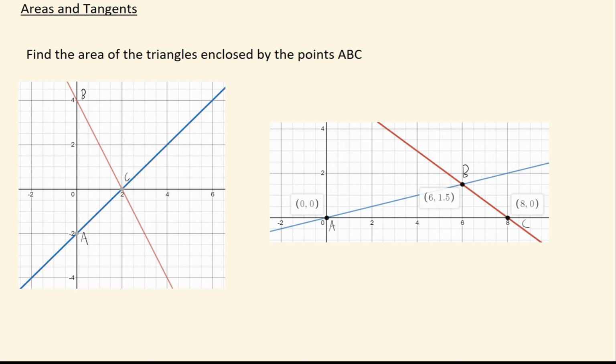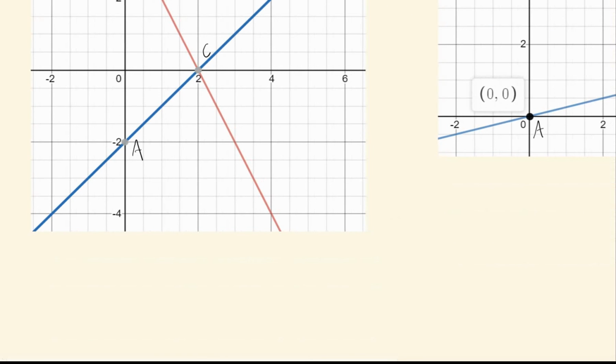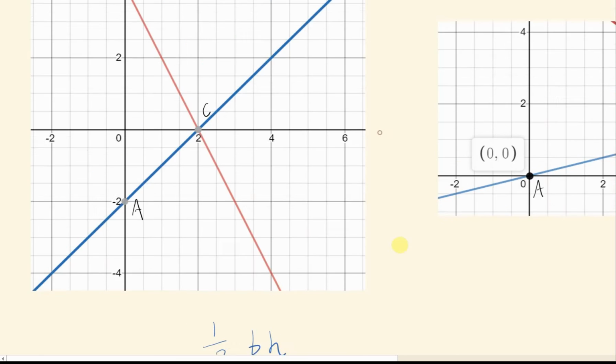Hi, in this video we're going to look at areas and tangents, all to do with straight line graphs. First, the basic skill of how to work out the area of a triangle given its various coordinates. So you ought to know that for any typical triangle we can just do half base times height. That's what we're going to use here.